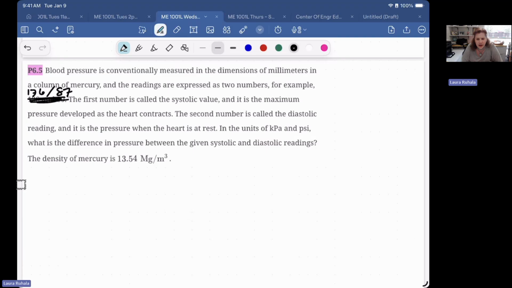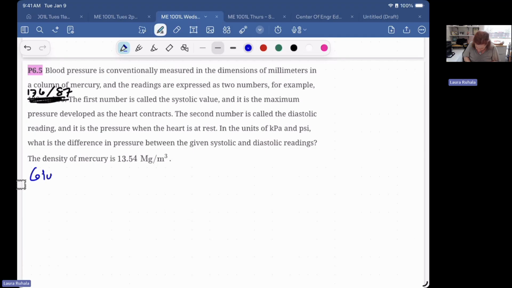In units of kPa and also PSI, what is the difference in pressure between the given systolic and diastolic readings? The density of mercury is, that's nice, they gave me the density of mercury, so I don't have to look that up. I'm assuming it's not in the book, and that's why they gave it to us.